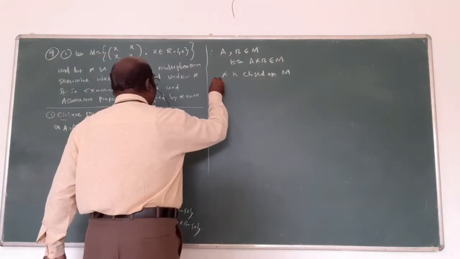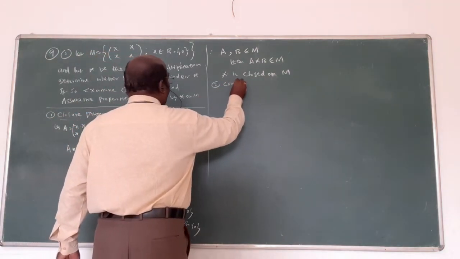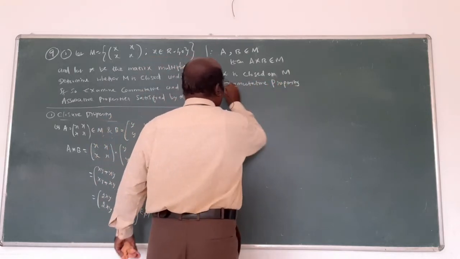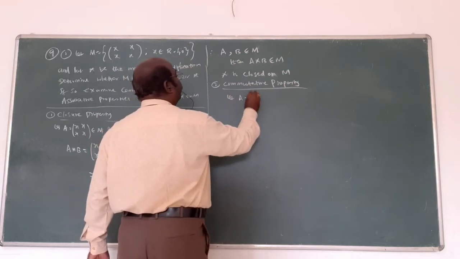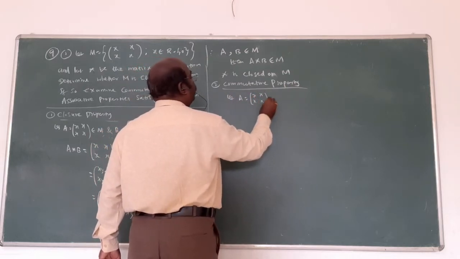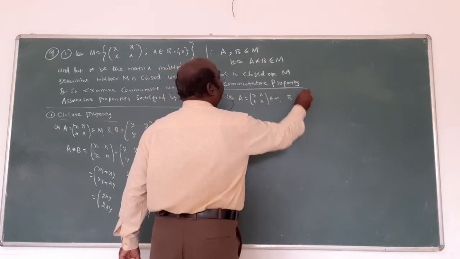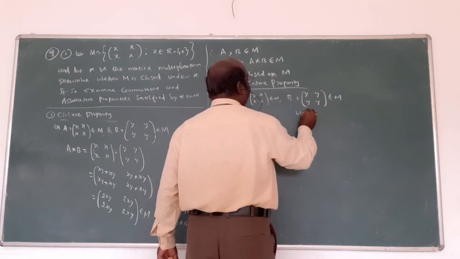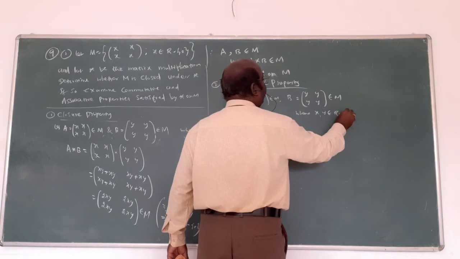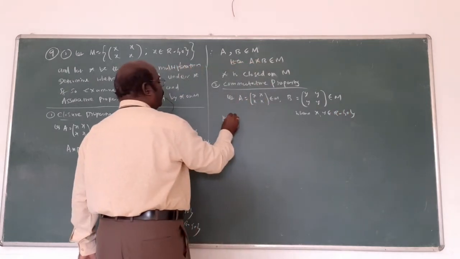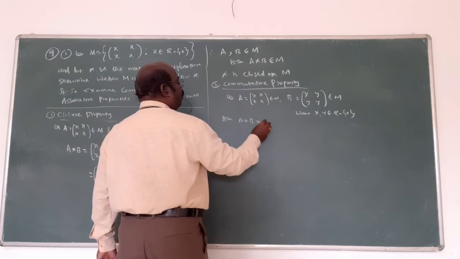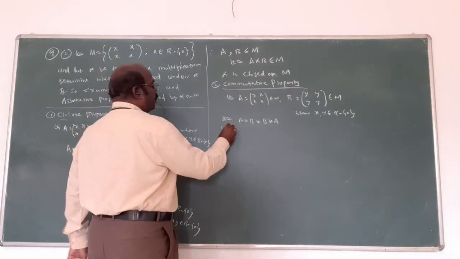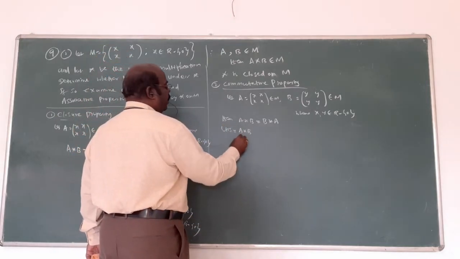Next is the commutative property. What I told you? Let A and B belong to M, where x and y belong to R minus 0. Then you want to prove A star B equals B star A. This is the complete problem. Now start to calculate. A star B means what?